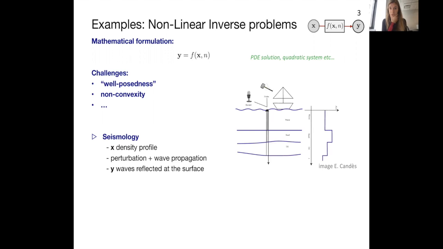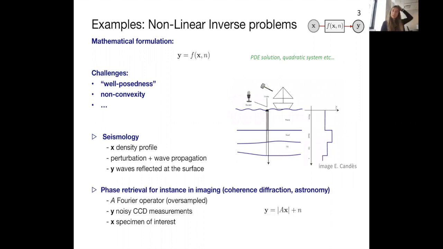In seismology, we can think of the inverse problem of trying to understand what is the density profile of the ground beneath our feet as a function, thanks to the recuperation of some waves that are reflected. So we are perturbing at the surface, which is sending a wave in the underground. And then we are collecting all the reflections of the waves. And the reflection of the waves will tell us about the discontinuities in the density underneath our feet, and so enable us to find out all the different layers. So that's one famous nonlinear inverse problem.